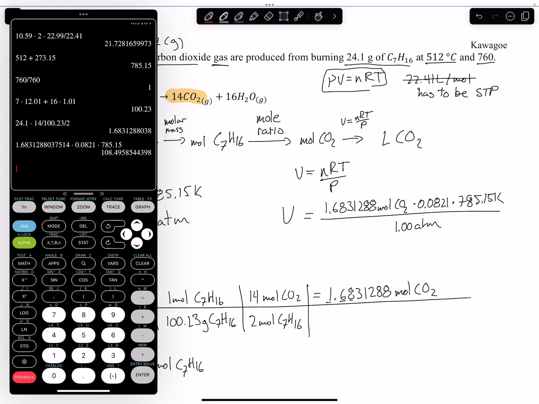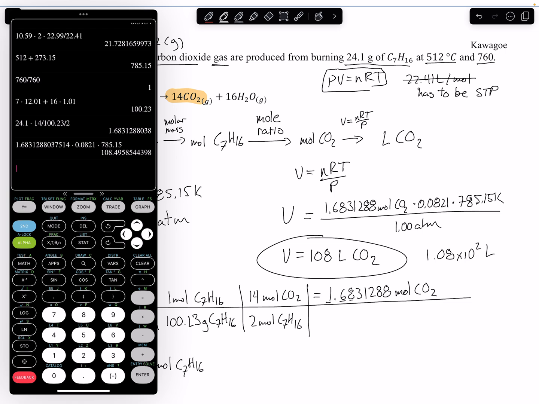785.15. Hit enter. So my volume equals, and now we do want sig figs, so 108 liters of CO2, not atm, excuse me. This one doesn't need to be put into scientific notation. If you wanted to, it would not be wrong to write 1.08 times 10 to the 2 liters of CO2. So both of those would be acceptable because they both represent the correct magnitude of the number, so how big the number is, and they both have the correct number of sig figs, which is 3.